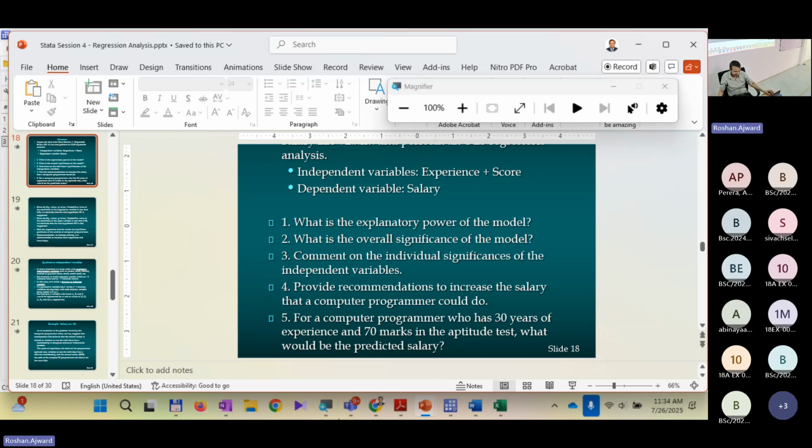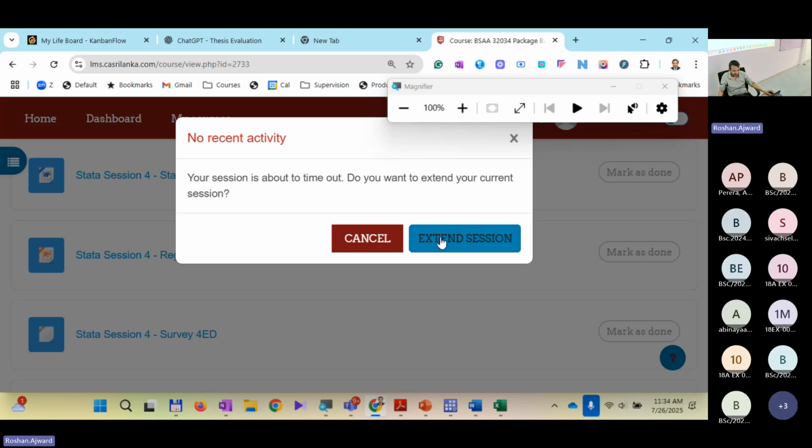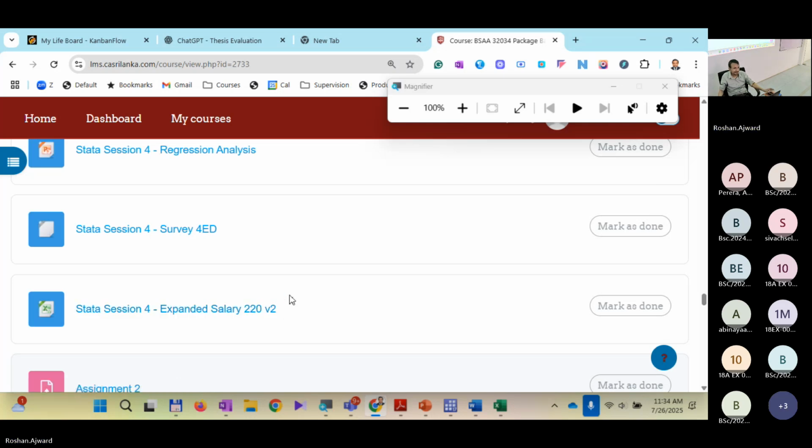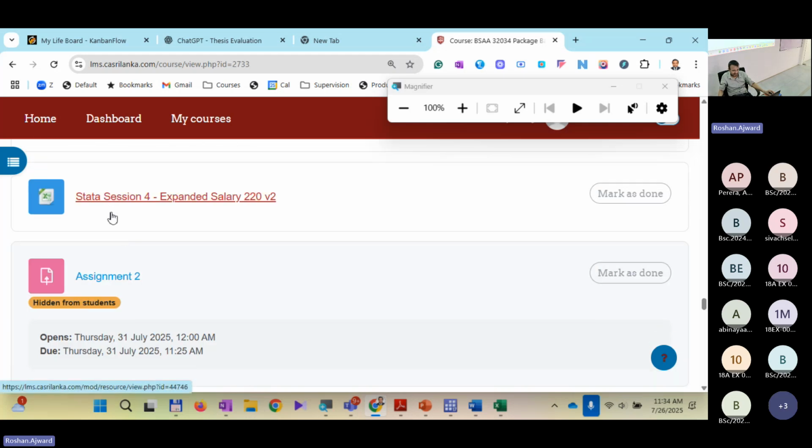How to do that? Go first to the LMS and to this particular file, data session 4, expanded salary. In this data set, how many observations are there? Only 20 observations. Now using this file, can you do a similar analysis, taking experience against score?